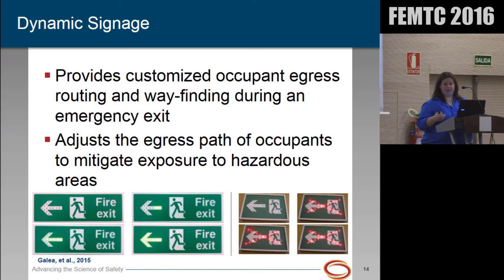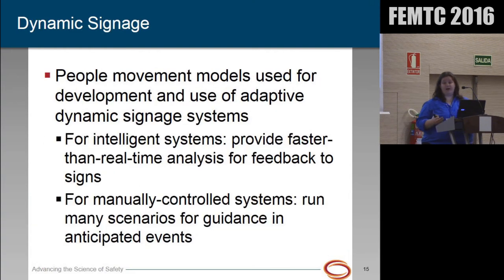So some of the work that Professor Galea has done to develop and test these types of systems can provide active wayfinding and adjust and move people away from hazardous situations. So we started to look at how the models themselves can actually incorporate that. In order to do that, if we're talking about an intelligent system where the computer itself does the determination and the routing, the model needs to run faster than real time in order to make that decision, and there has to be a way to transfer that data back and forth.